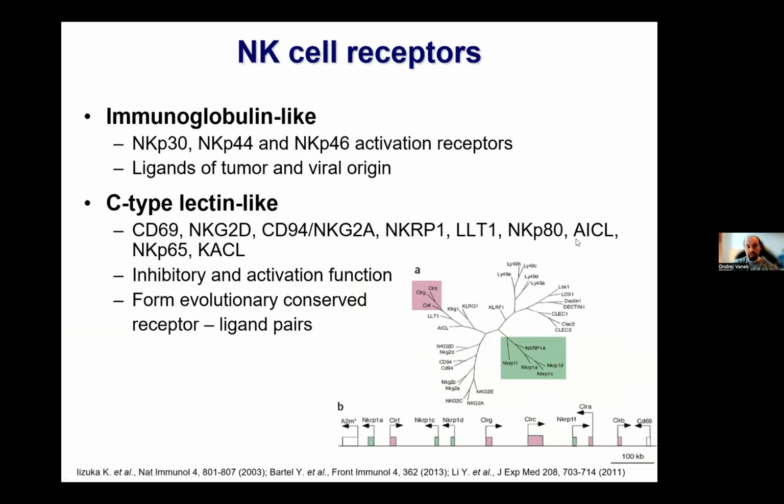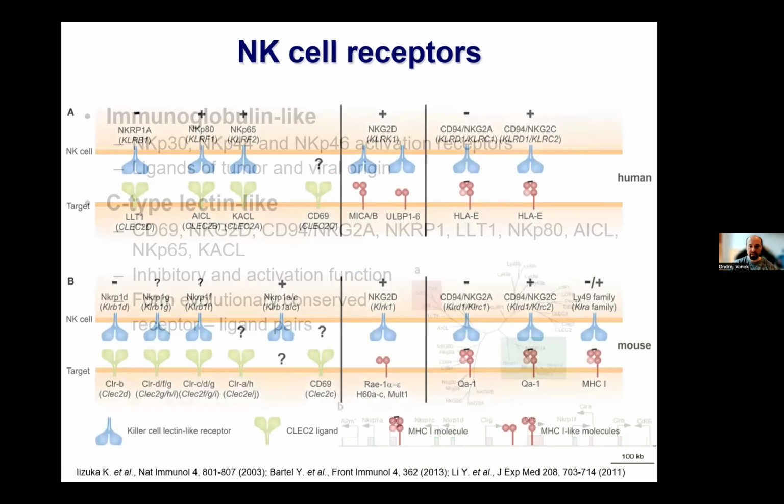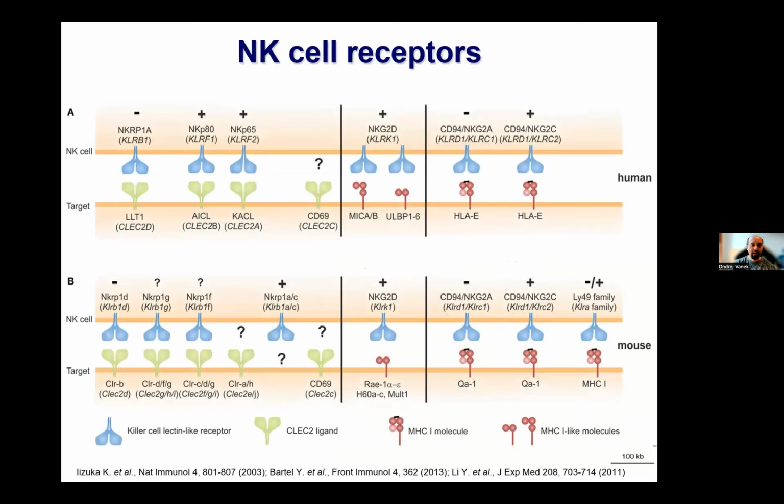So structurally, all these NK cell receptors can be divided into two big families, immunoglobulin-like and C-type lectin-like, and we are studying both, but today we will focus in my talk on this one, and especially on NKRP1, LLT1. I will introduce them shortly. What's interesting about this family, C-type lectin-like, is that in the genome, and this is true for both rodent genome, mouse or human, the genes for receptors and their ligands are intermingled. They are co-inherited, so there is an evolutionary conservation of these genes.